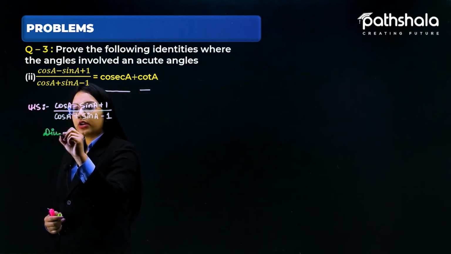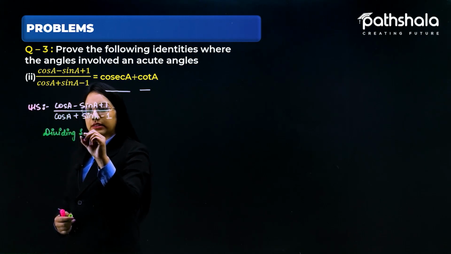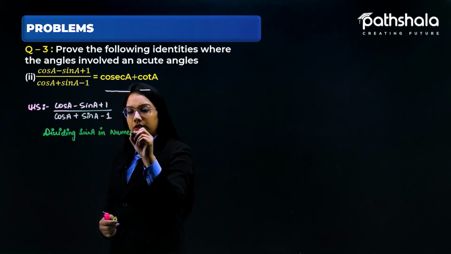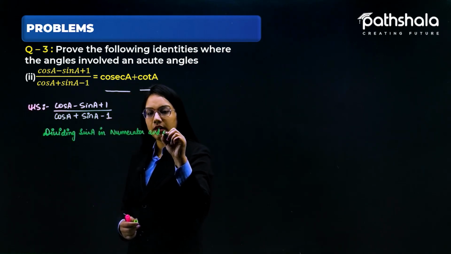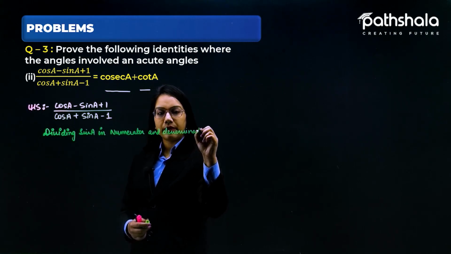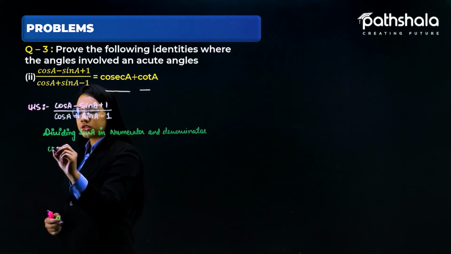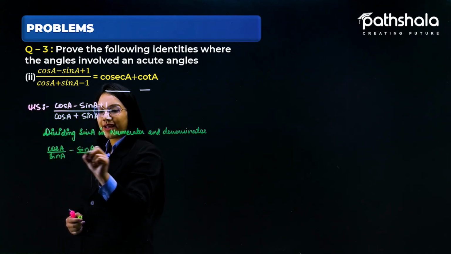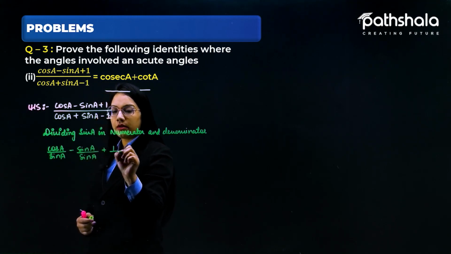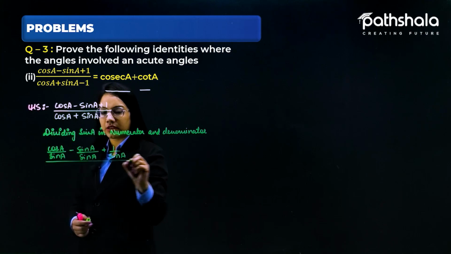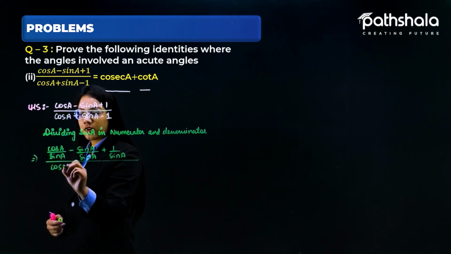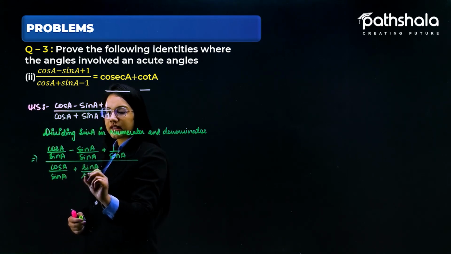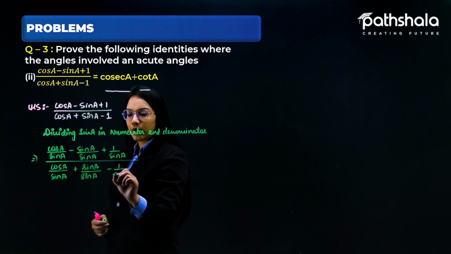Dividing sine A in the numerator and denominator as well, I'm splitting the sine A in this manner. Cos A by sine A minus sine A by sine A plus 1 by sine A. We can write them in this manner, and thus we can write it as cos A by sin A plus sin A divided by sin A. Further, we can write this as minus 1 by sin A.